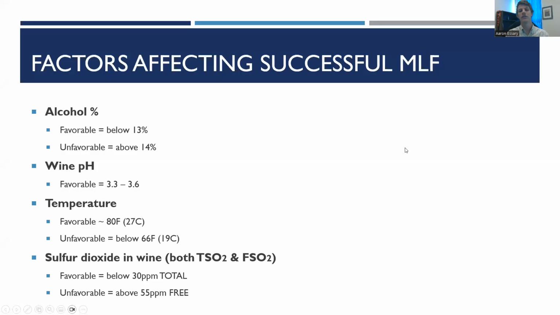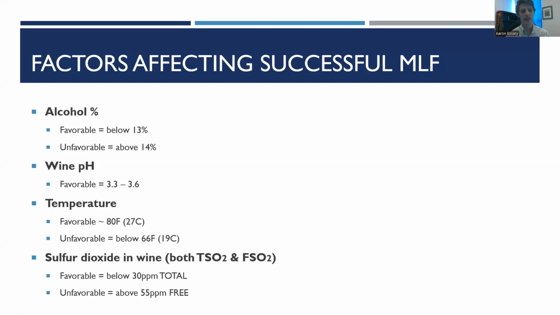Okay, so factors affecting successful malolactic fermentation. The 4 main ones: alcohol percentage, wine pH, temperature, and then again, sulfur dioxide. SO2, I also refer to as KMBS, potassium metabisulfite. It's all the same. So we'll start with alcohol. Now, these are not deal breakers. These are just favorable and unfavorable conditions.